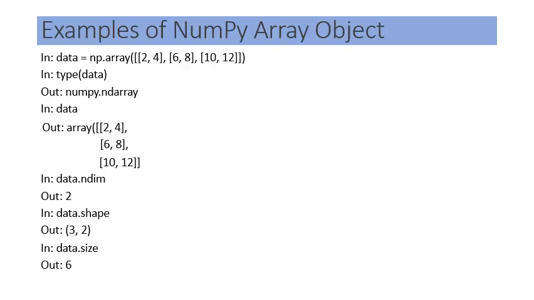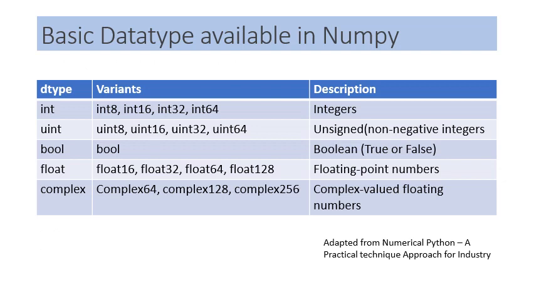An example of a NumPy array object: you input data equals np.array of 2, 4, 6, 8, 10, 12. So in type of data, the output can be numpy.ndarray. So in data, the output array could be 2, 4, 6, 8, 10, 12. You can put data.ndim and the output is 2, then data.shape outputs 3, 2, and data.size outputs 6. So this is basically one of the ways to look at the data structure.